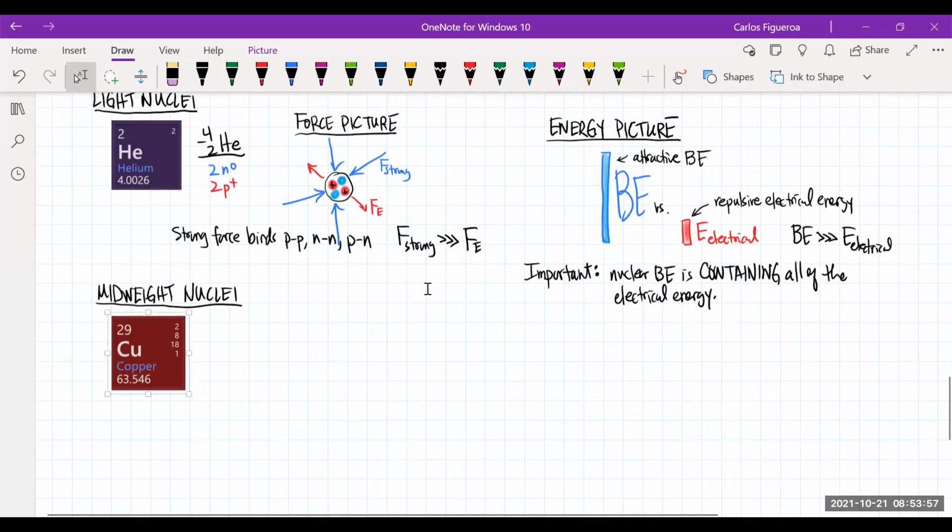So then if I look at copper, what are the details of copper? We could see here that this is 64, 29. And this tells me that it has 35 neutrons. And this guy has 29 protons.